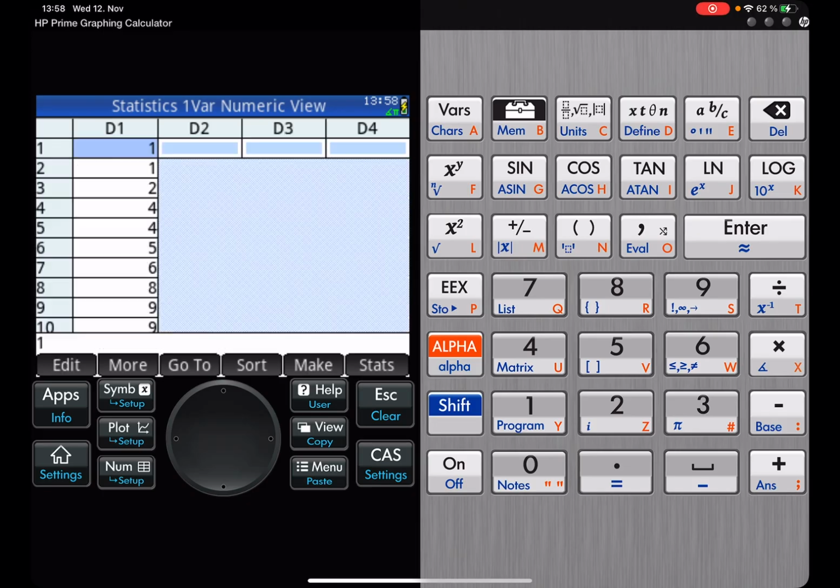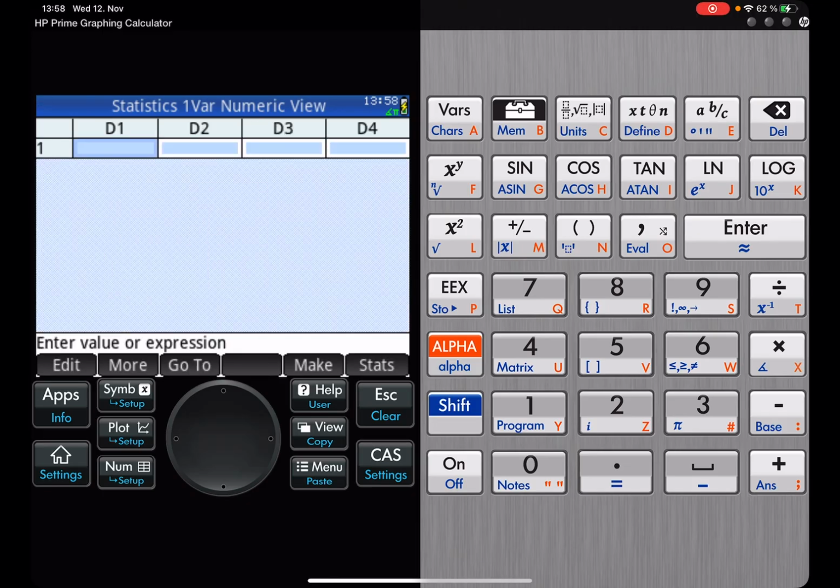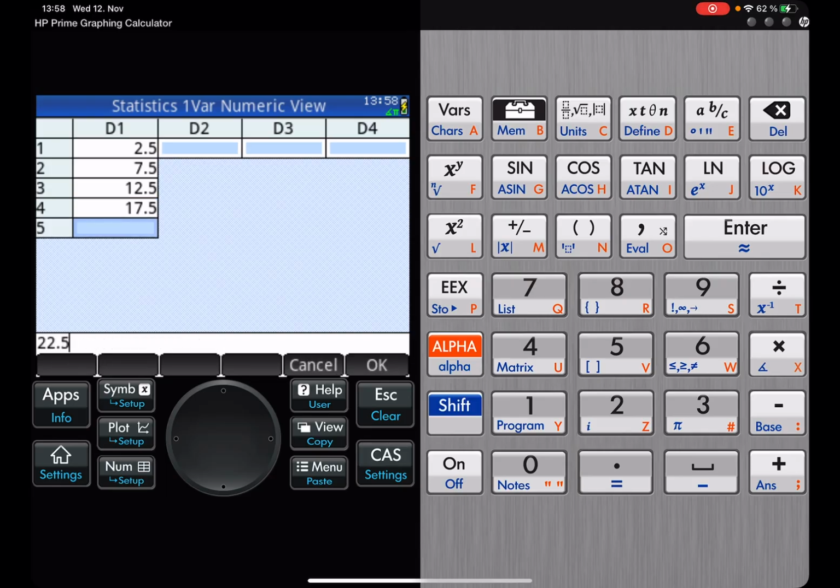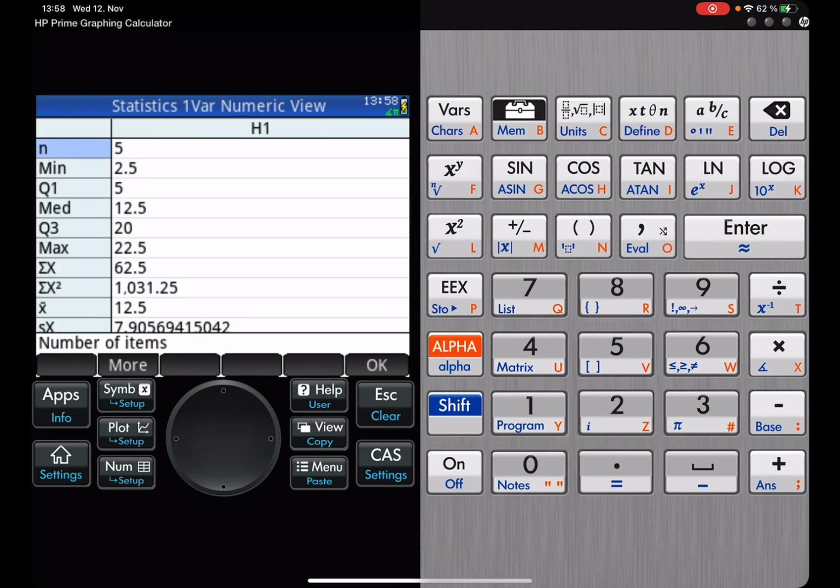So let's go back to our data. We can clear all the things that are there. We said 2.5, 7.5, 12.5, 17.5, and 22.5. And then I do have a frequency column, so 8, 11, 16, 12, and 5. And so if I click stats now, notice there are only 5 items, which is not true. There's way more than 5. If I add up the frequency, there's a lot more.